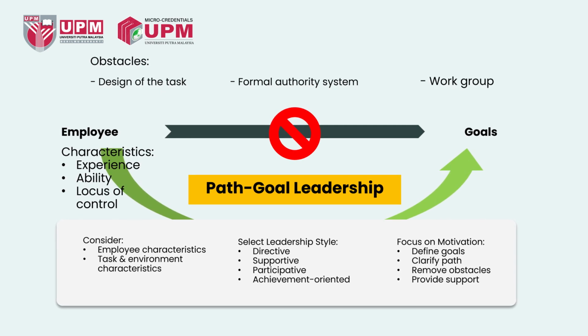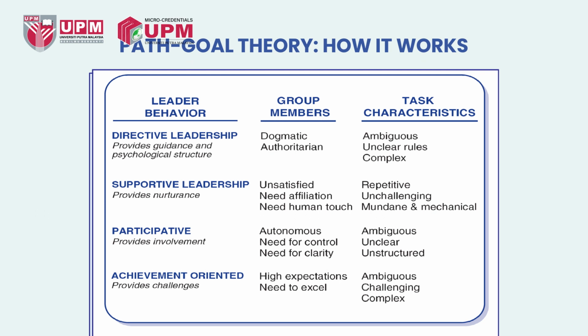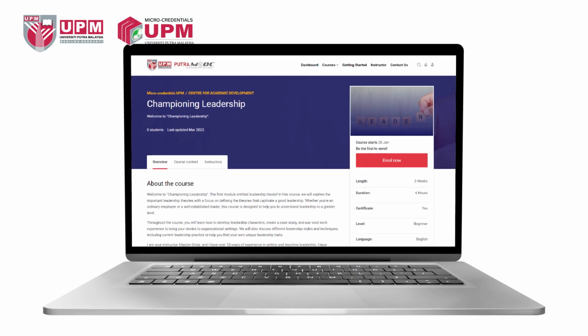Overall, the path goal theory suggests that effective leaders are those who are flexible and adaptable, able to adjust their leadership style to the situation and the needs of their followers. By providing the necessary support and guidance, leaders can help their followers achieve their goals and increase their motivation and job satisfaction. That would be the end of the first module.